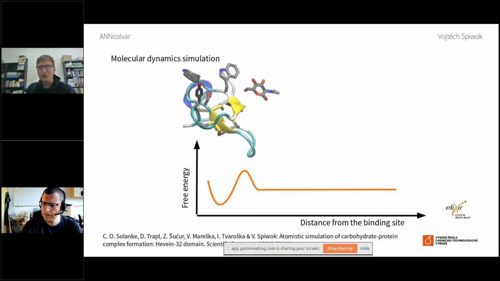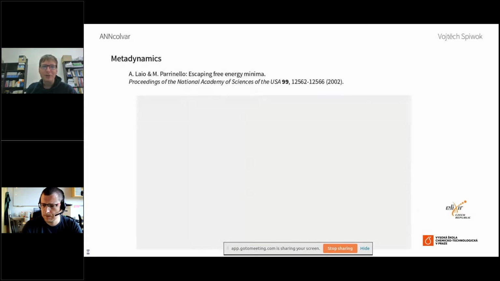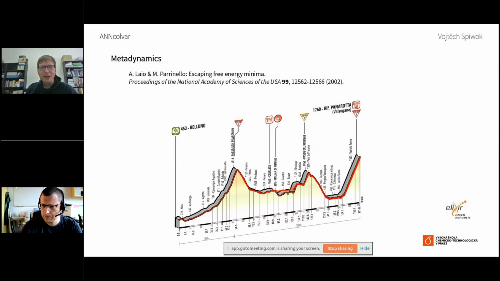And for this, we can use the method which is our very favorite, called metadynamics. Here you see the illustration of the metadynamics algorithm on a model energy surface, which is a profile of a Giro d'Italia stage from, I think, 1914.